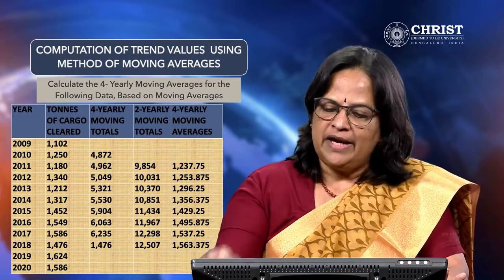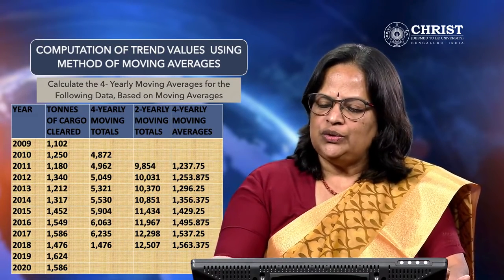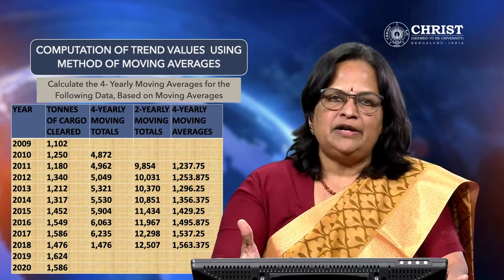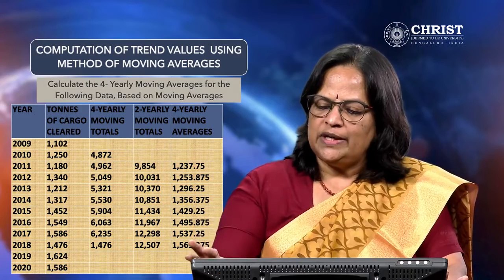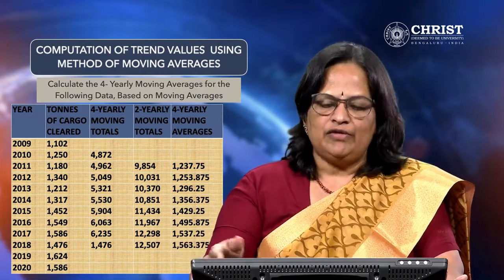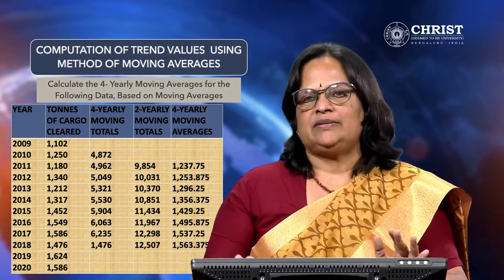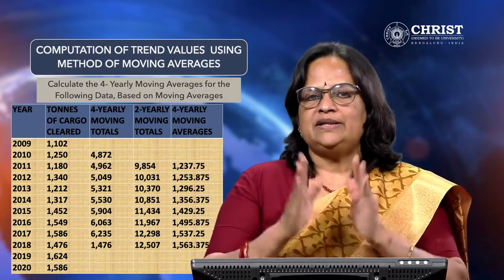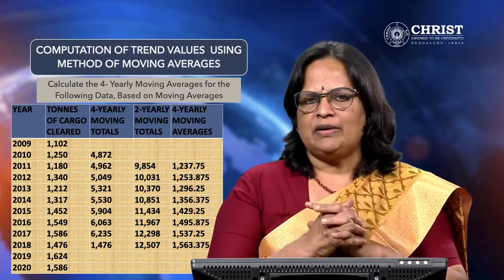Now 4 yearly moving averages. 9,854 divided by 8. That is how you will get 1237.75. Next value 10,031 divided by 8. You will get 1,253.875. Like this you have to compute that. So this is very important. You have to remember that this is how even numbers are computed.